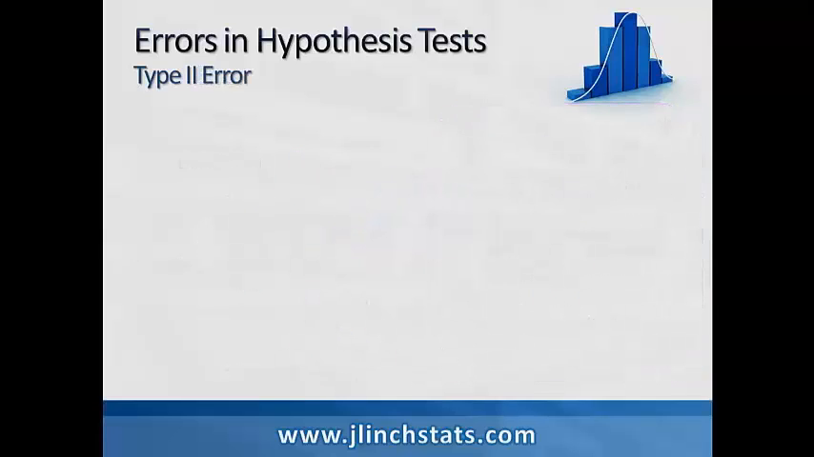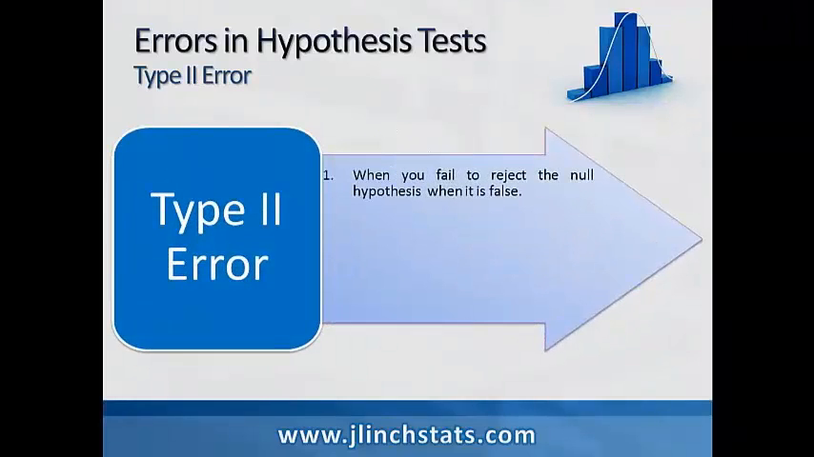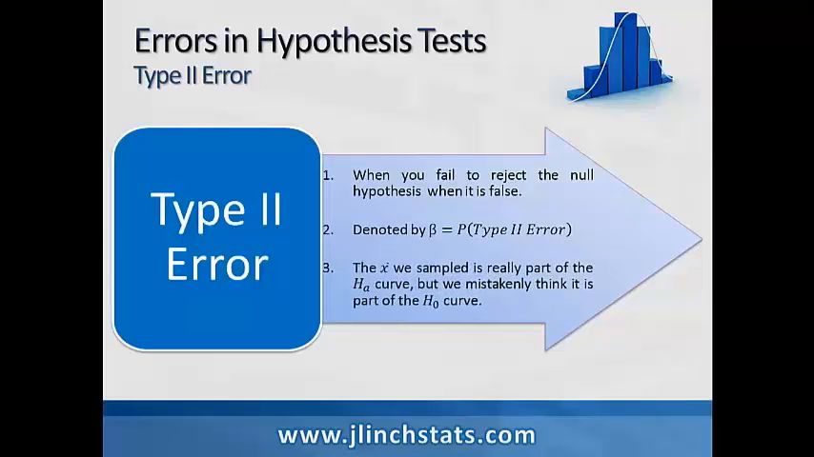Now let's talk about a type 2 error. A type 2 error is when you fail to reject the null hypothesis when it is false. The type 2 error probability is denoted by beta. Beta equals the probability of a type 2 error. The X bar that we sampled is really part of the HA curve, but we mistakenly think it is part of the H0 curve. So if our p-value came out to be too high and it didn't cross that line of rejection, we would fail to reject H0.